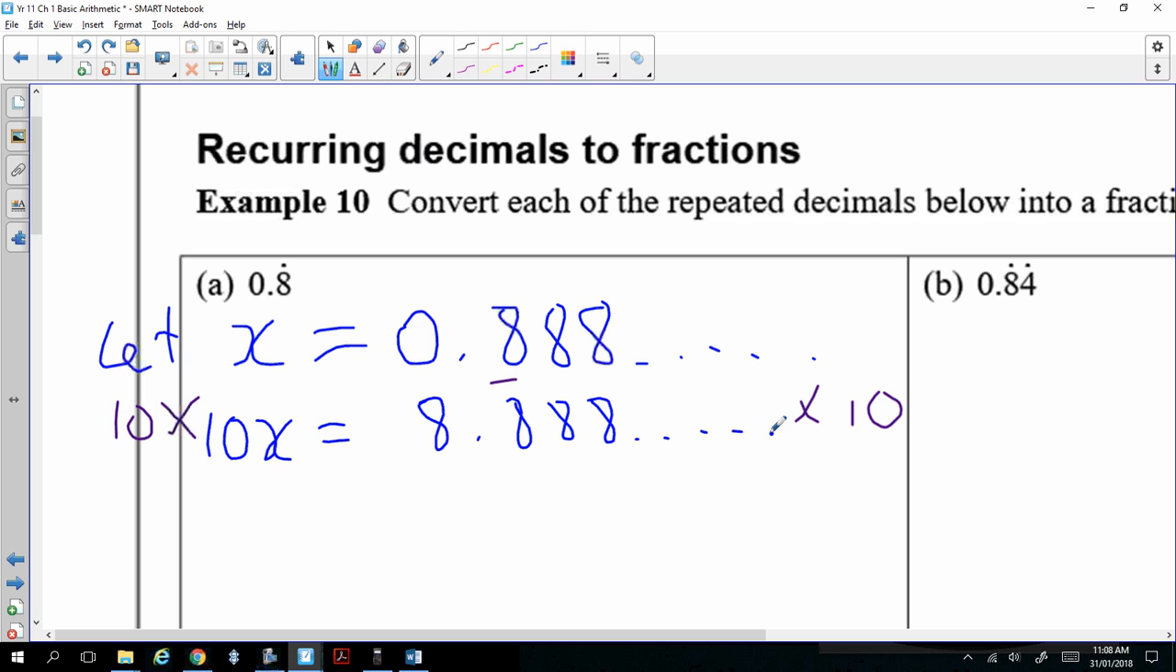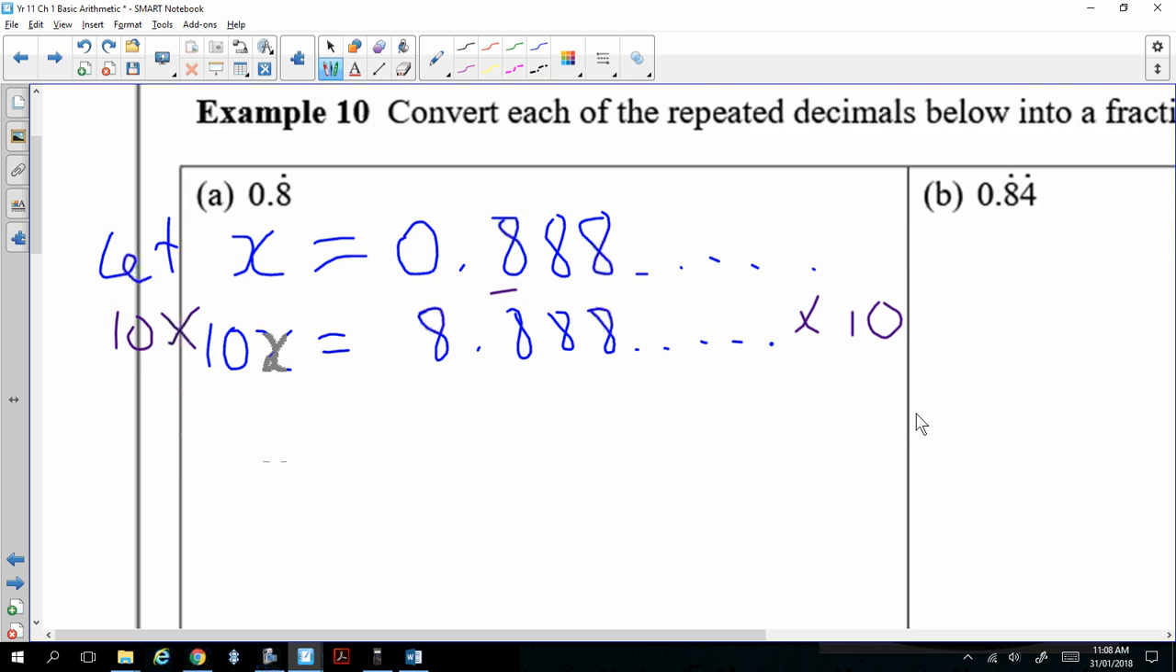All right, okay. So what we're going to do is, I'm going to write x again underneath because I'm going to do a subtraction. So it's better to write x again. We're going to subtract the two equations.